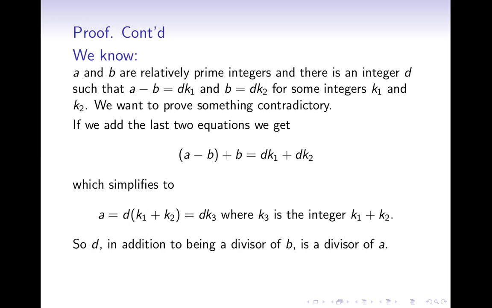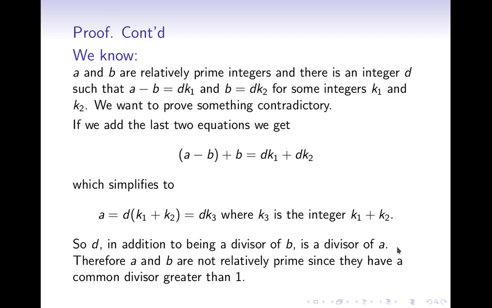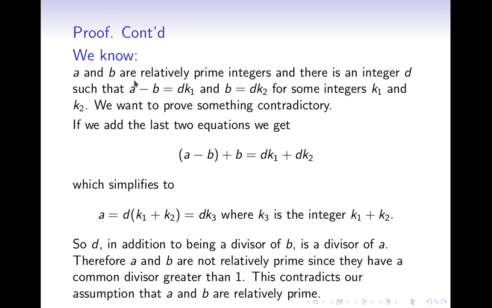So d, in addition to being a divisor of b, that was one of our assumptions up here, is a divisor of a. So a and b are not relatively prime because they have a common divisor greater than 1, and this contradicts what we know, because we assumed it, that a and b are relatively prime.